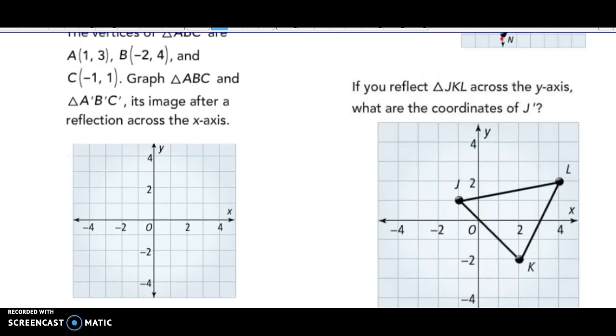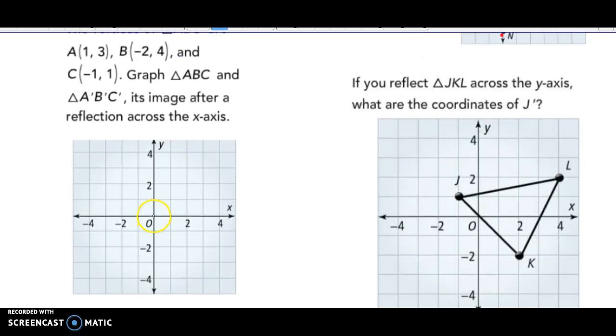So let's start with triangle ABC. I'm going to graph point A over 1, up 3, and label it. I'm going to graph point B, left 2, and up 4, and label it. I'm going to graph point C, left 1, and up 1, and I'm going to label it. Now I'm going to connect A, B, C. And now I'm going to reflect its image across the x-axis.